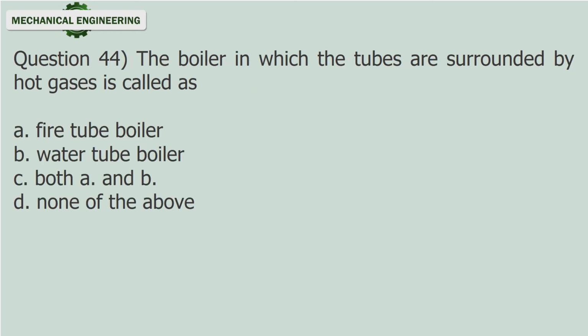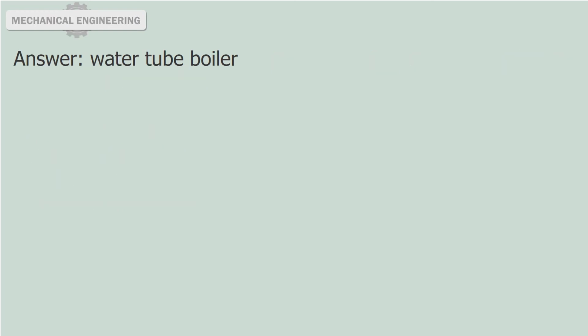Question 44. The boiler in which the tubes are surrounded by hot gases is called as A. Fire tube boiler, B. Water tube boiler, C. Both A and B, D. None of the above. Answer: water tube boiler.